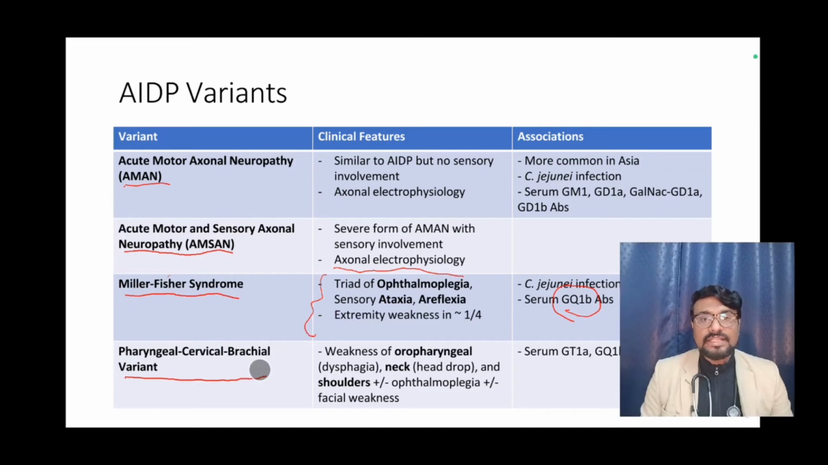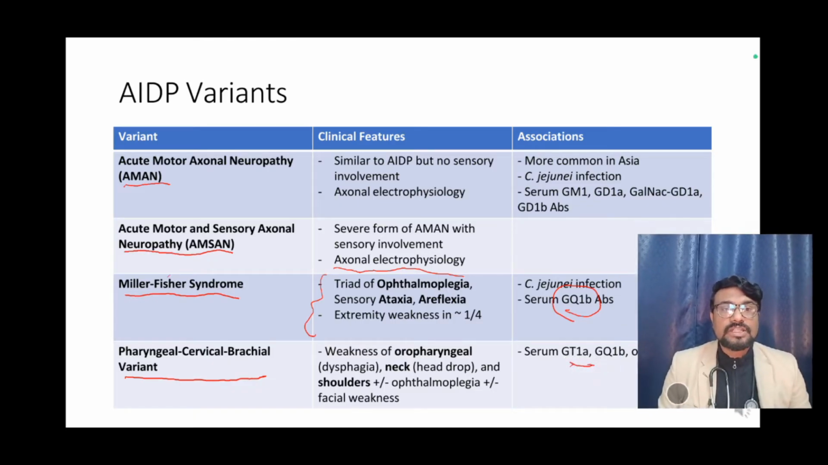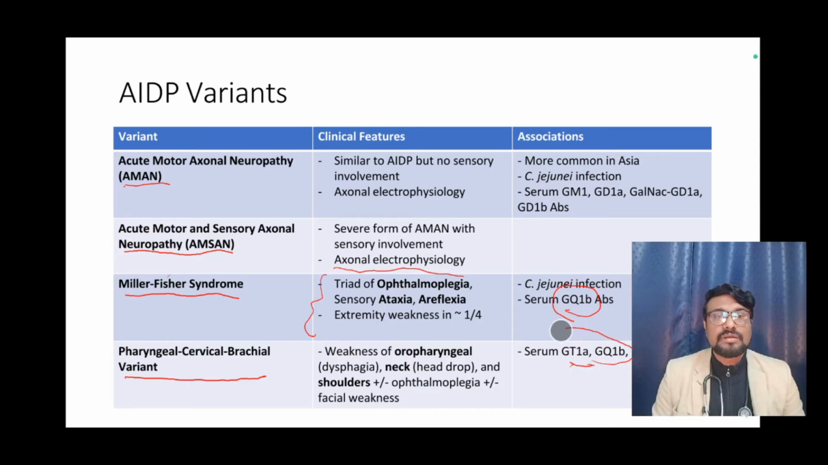Then the pharyngeal-cervical-brachial variant is characterized by weakness of the oropharyngeal muscles that leads to dysphagia, neck weakness with head drop and shoulder weakness, with or without ophthalmoplegia, and facial weakness can be reported. The antibodies that can be looked for in the serum if we are suspecting the pharyngeal-cervical-brachial variant are ganglioside GT1a and ganglioside GT1b antibodies. These are positive in pharyngeal-cervical-brachial variants of GBS.